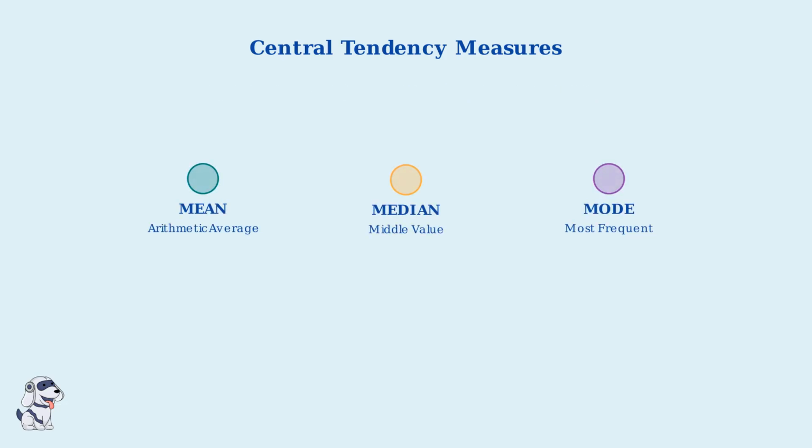Central tendency measures are fundamental tools in statistics that help us describe the typical or central value in a data set. Rather than looking at every individual data point, these measures give us a single representative value that summarizes the entire collection of data. There are three main types of central tendency measures, each providing a different perspective on what represents the center of our data. These are the mean, median, and mode.